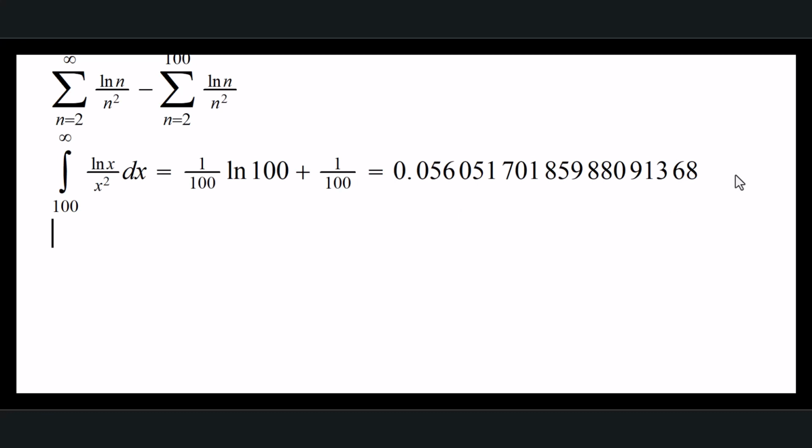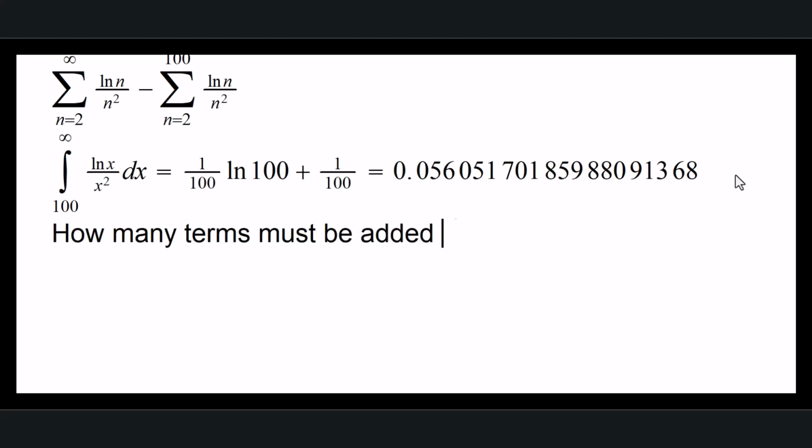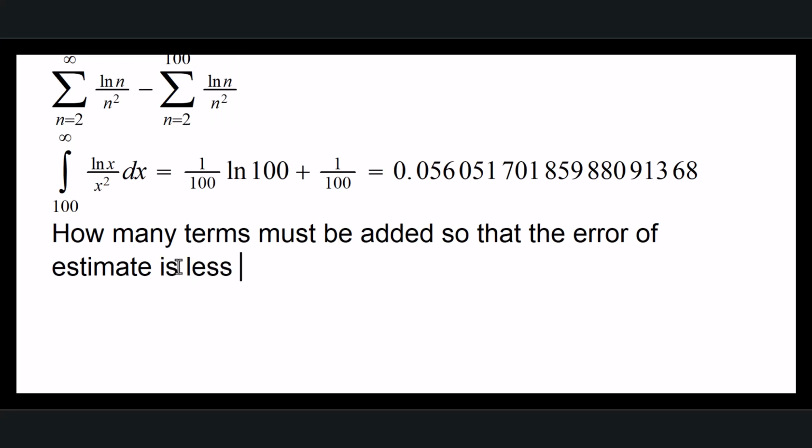Now, let's go ahead and determine how many terms must be added so that the error of the estimate, what do we mean by this? That this difference is less than 0.01, because here it's like 0.561.